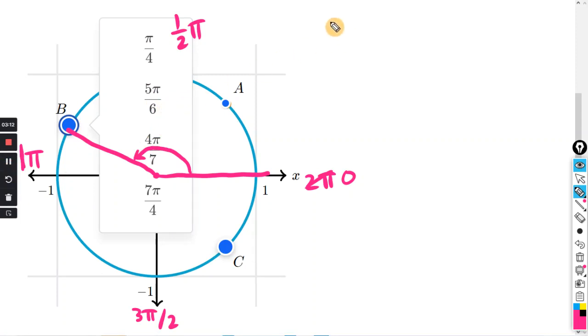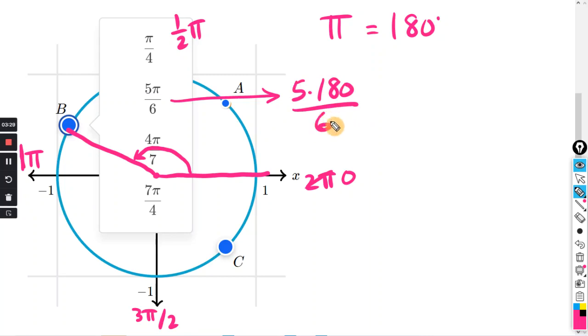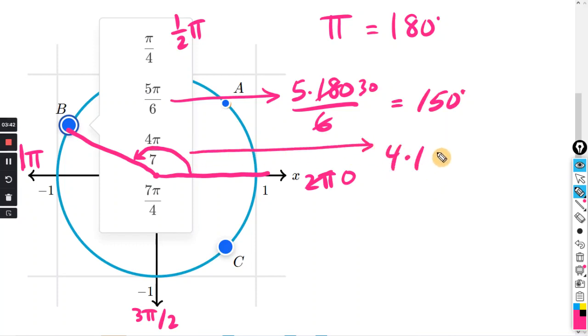For this one, I'm going to have to convert. We know that pi radians equals 180 degrees. So for the 5 pi over 6, we're going to look at 5 times 180 divided by 6. 180 over 6 is 30, and 5 times 30 is 150. And for the 4/7 pi, that's 4 times 180 over 7. I'm going to need the calculator for that one because I can't cancel anything. 4 times 180 divided by 7 is approximately 103 degrees.